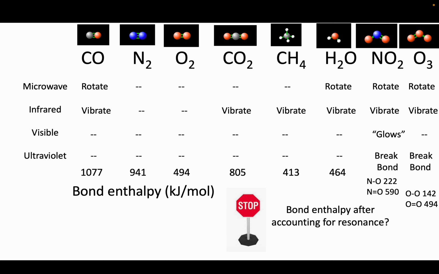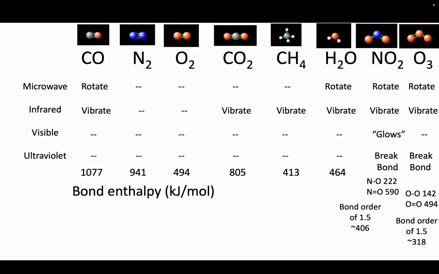What would be the bond enthalpy values for nitrogen dioxide and ozone after we account for resonance being present? I view the bond order in those as being a bond order of 1.5, as we are combining and averaging a single bond and a double bond. So for these, I would say they'd have bond enthalpy values as an average between the single and the double. Notice how these values are smaller than any of the other bond enthalpy values. So we could have ultraviolet radiation break those particular bonds.